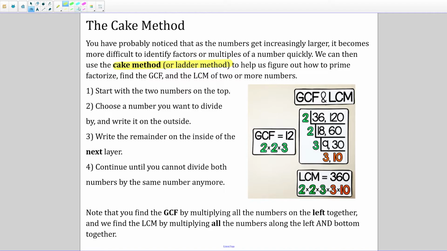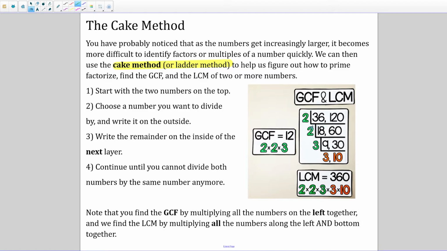So the idea behind this is we are always going to start with the two numbers on top. In our example here, we're starting off with 36 and 120. We're going to choose the number that we want to divide by, and write it on the outside. You can see that we've chosen the number 2 here, so we're dividing 36 by 2 to give us 18. 120 divided by 2 gives us 60, and then we're going to continue on.